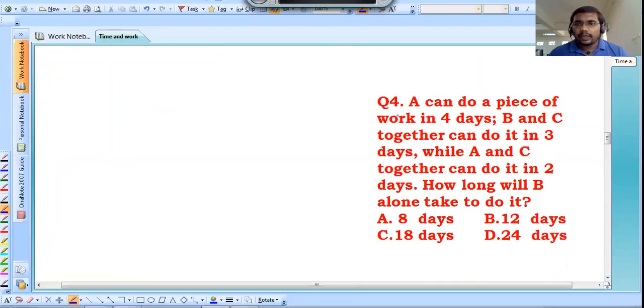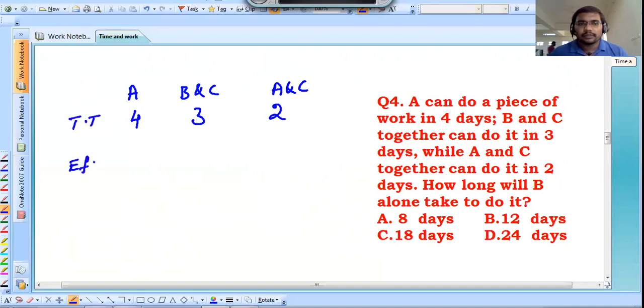See here, A can do a piece of work in 4 days. B and C together can do it in how many days? 3 days. A and C together can complete it in how many days? 2 days. This is time taken. Come to efficiency. Before writing efficiencies, you have to take LCM. LCM is what here? 12.